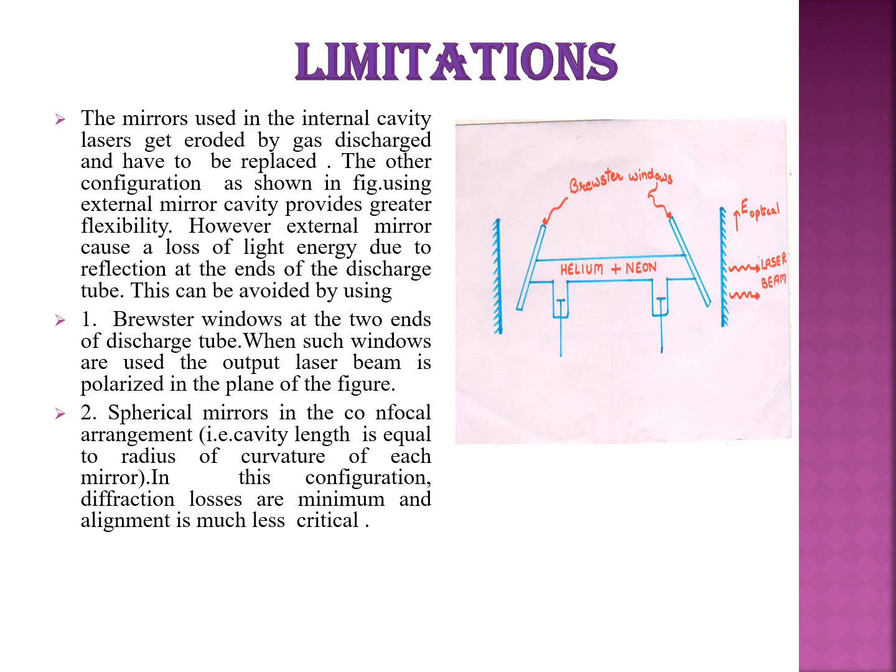The spherical mirrors are in the focal arrangement, that is, the cavity length is equal to the radius of curvature of each mirror. In this configuration, the diffraction losses are minimum and the alignment is much less critical.